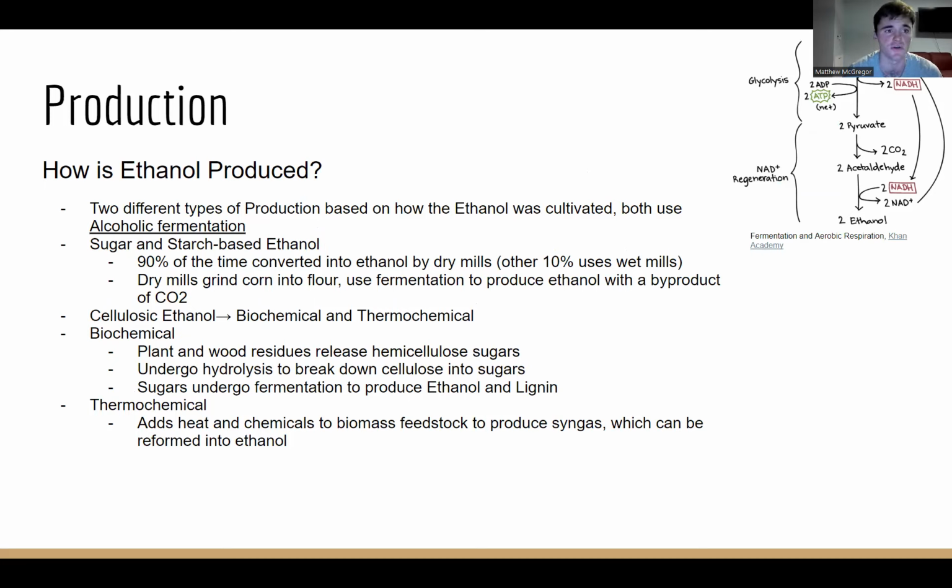Cellulosic ethanol actually has two different ways that it can produce the ethanol from plant residues and wood residues. The first is biochemical, and this is where plant and wood residues undergo hydrolysis to break down cellulose into sugars. And then these sugars undergo, as we've talked about, alcoholic fermentation to produce ethanol, and then also the byproduct of lignin, which we'll come back to. And then thermochemical is simply adding heat and chemicals to a biomass feedstock to produce syngas, which is a combination of carbon monoxide and hydrogen, and this can be reformed into ethanol using a catalyst.